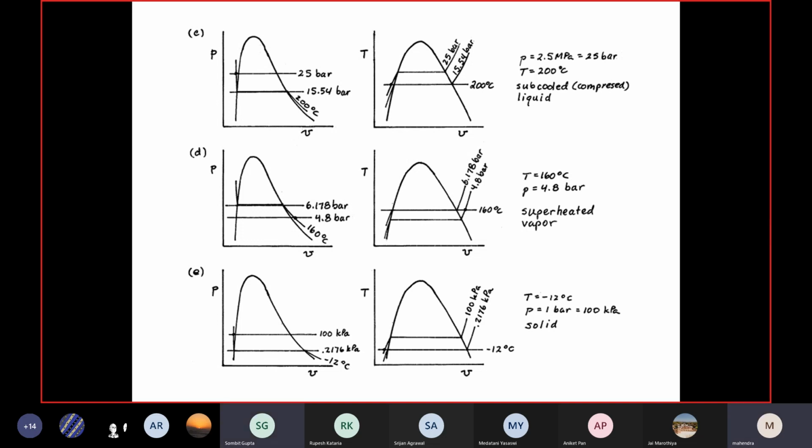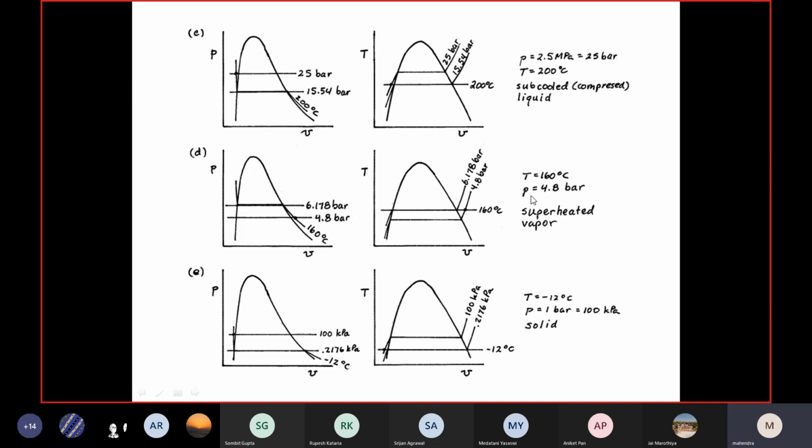224. That means whatever phase change operation will be happening for the case of 25 bar, it happens at 224 degrees centigrade. However, our temperature is 200. That means we are somewhere over here. That means this is the subcooled liquid stage.